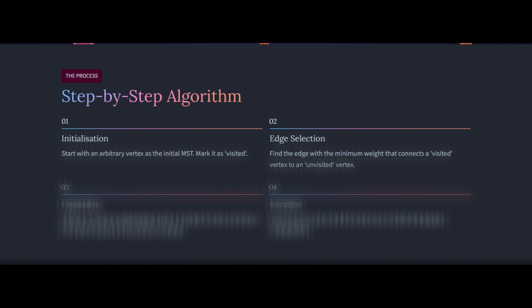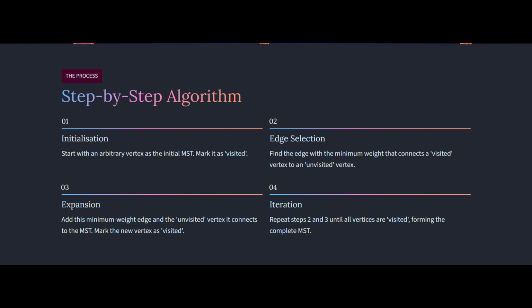Now let's understand how Prim's algorithm works step by step. First we choose any vertex and mark it as visited. Then we look at all edges connected to the visited vertices. Among them, we choose the edge with the minimum weight that connects to an unvisited vertex. We add that edge to our tree and mark the new vertex as visited. We repeat this process until all vertices are visited. By the end, the edges we selected form our minimum spanning tree.